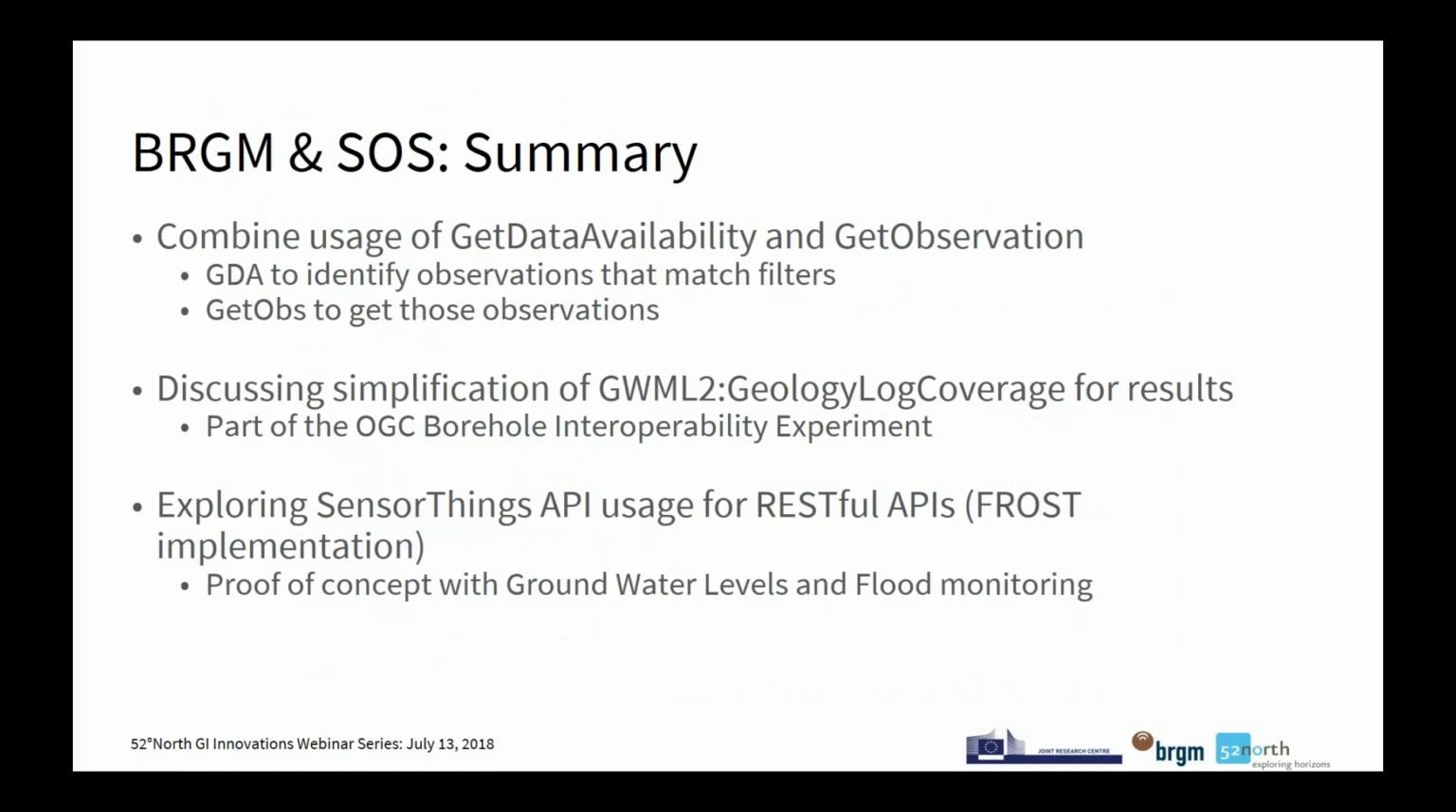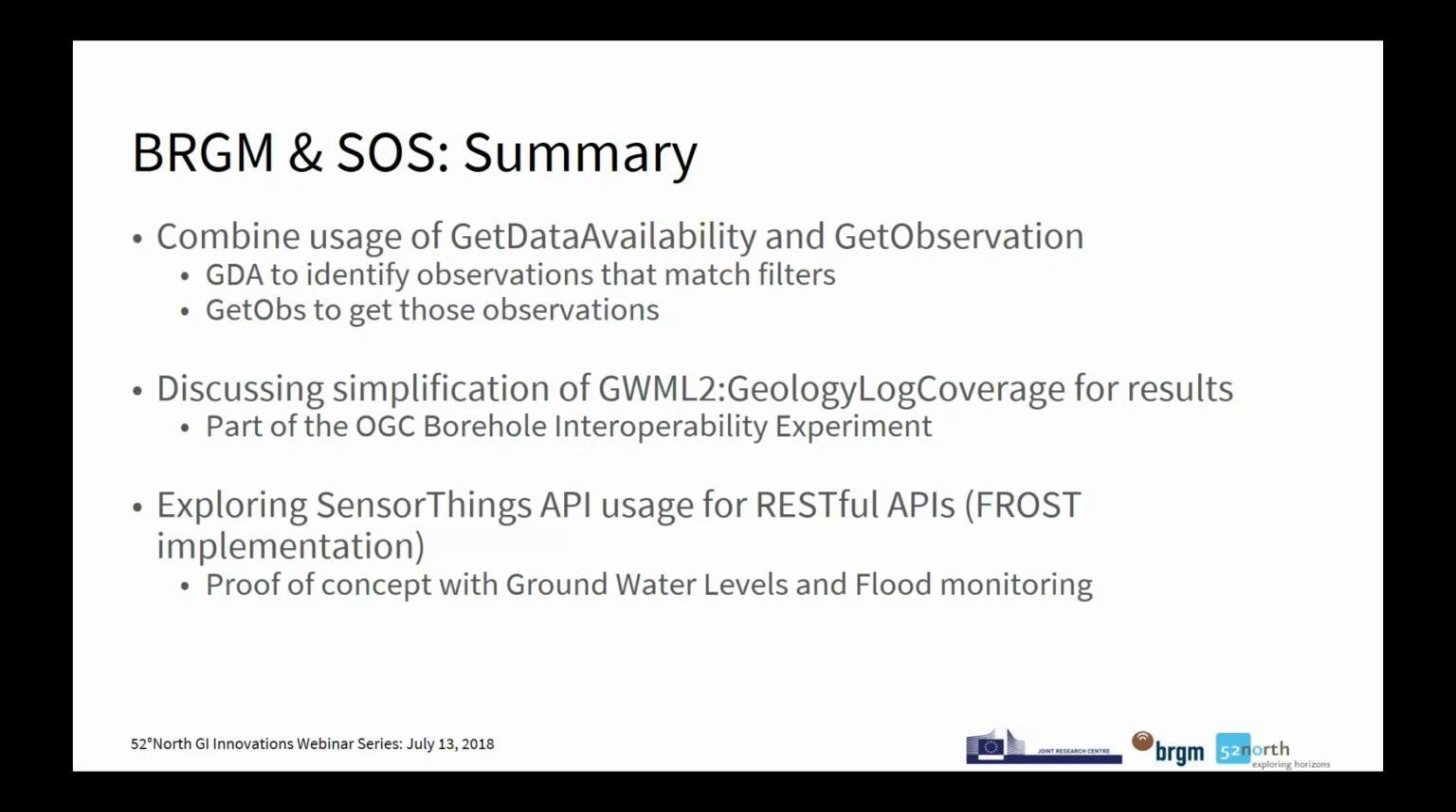So as a summary, we use a lot the combination of both get data availability and get observation, especially if we want to match get functions that match filters. We don't know how much data we will get when we retrieve this kind of filter. So the idea was to use get availability so we can know how much data we have, and we can also retrieve those observations independently after that. So this enabled us to have the application running quite fast, without freezing.